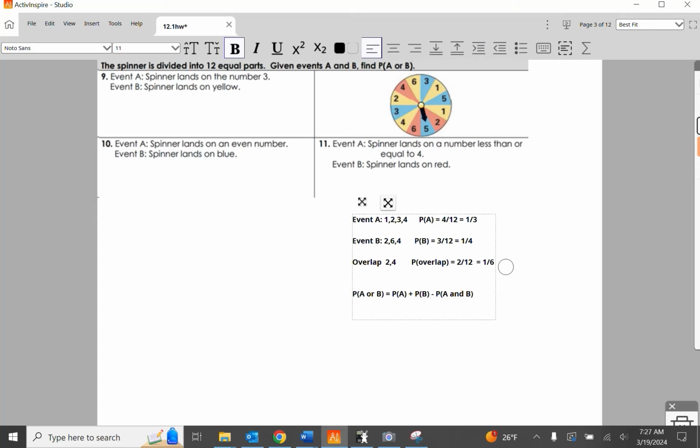So the probability of event A is 1/3, probability of event B is 1/4, and we're going to take away the 1/6. Just because we can, we're going to make these all the same fraction. Maybe I should go back to my 12ths up here. I had 4/12 plus 3/12 minus 2/12. And 4 plus 3 is 7, minus 2 is 5. So 5/12 is my final answer.